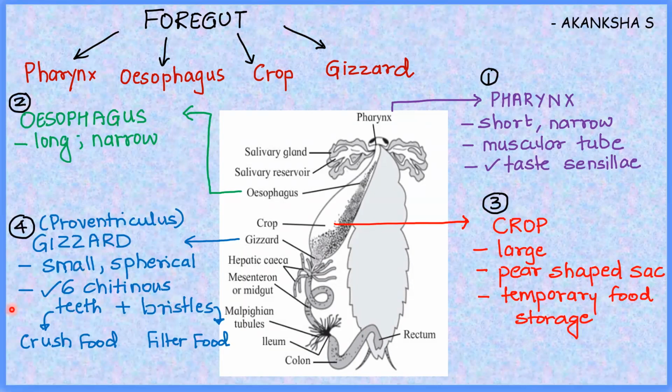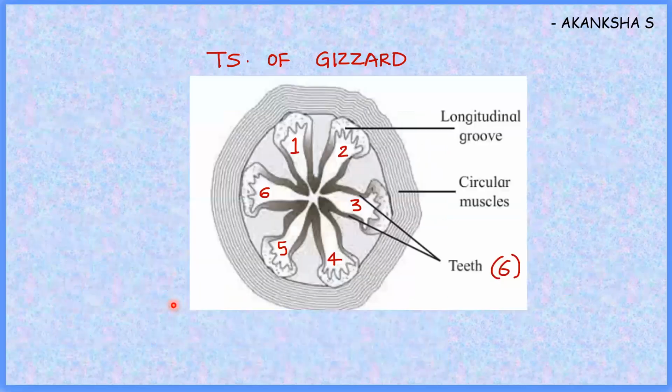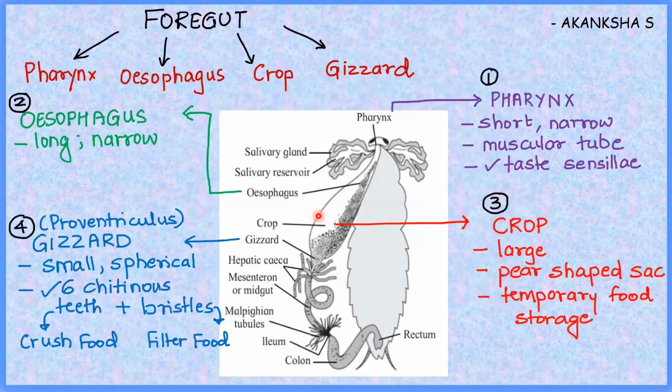We'll look at the gizzard in the next slide. This is the transverse section of the gizzard, and you can see there are 6 teeth and small bristles alongside. What are these teeth going to do? They crush any food that has come inside the crop, and then the bristles filter out the liquid portion of the food. So we have 4 parts of the foregut: pharynx, esophagus, crop, and gizzard.